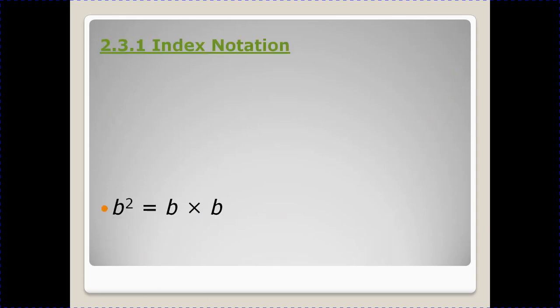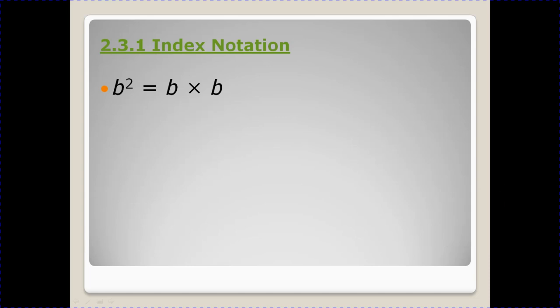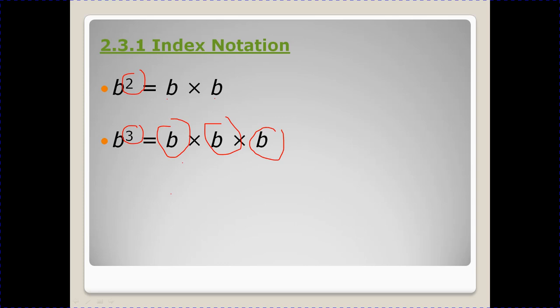Let's go. Now, this is index notation. If I have b times b, B is multiplied by itself 2 times, so this is b squared. Why? Because I multiply b times b 2 times. Now what if I have b cubed? It is b times b times b, because b is multiplied by itself 3 times. That's why we write it b to the power 3.